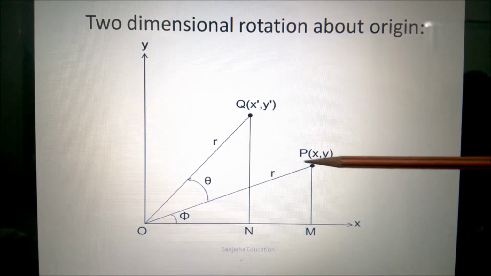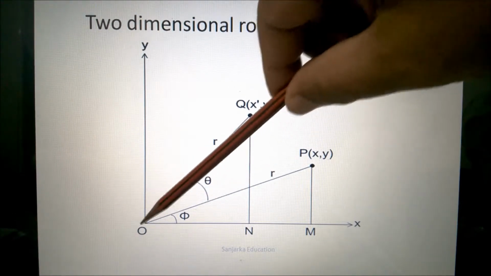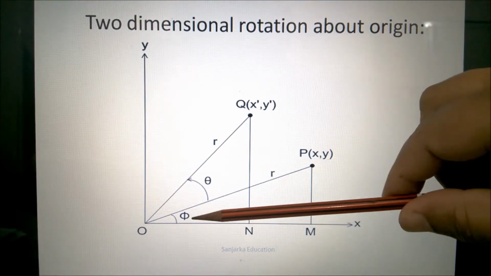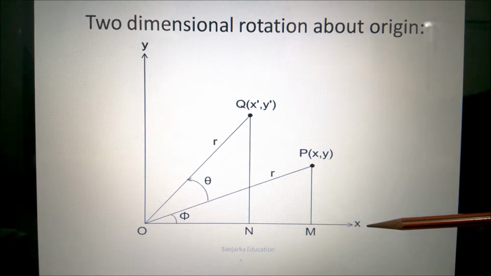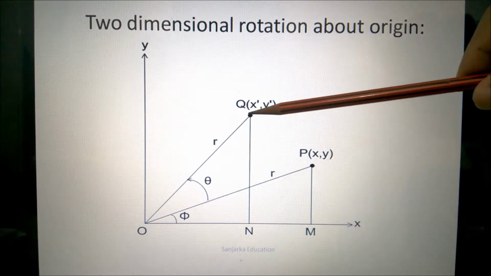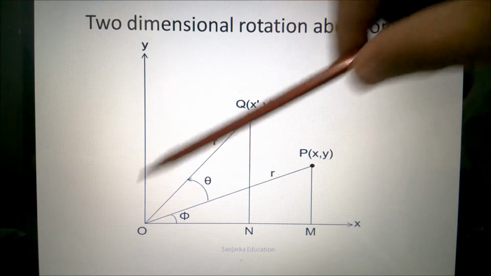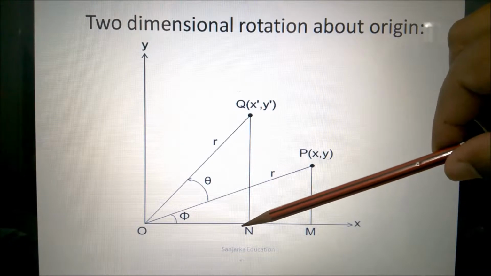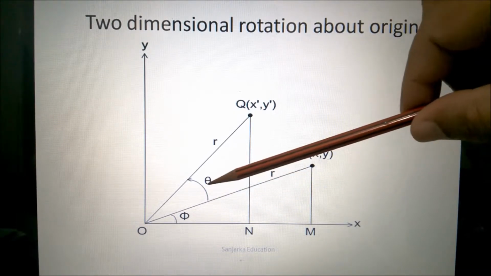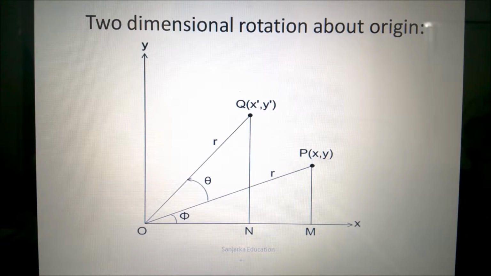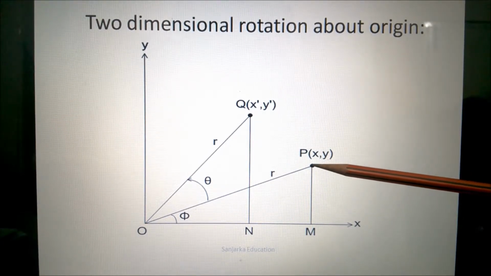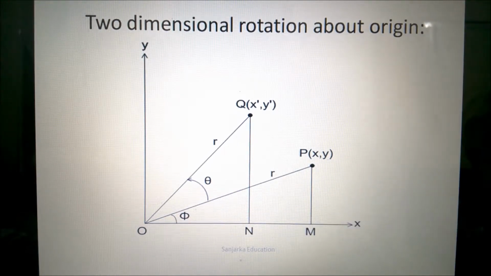Now you come back to P. You can see it is at a distance of r from the origin and it is making an angle of phi with the x-axis. After it moves to the new position Q, the distance remains the same from the origin and the angle with the x-axis has increased to phi plus theta. Now you can see from the right angle triangle POM we can find the x coordinate and y coordinate in terms of r and phi that I am showing here.